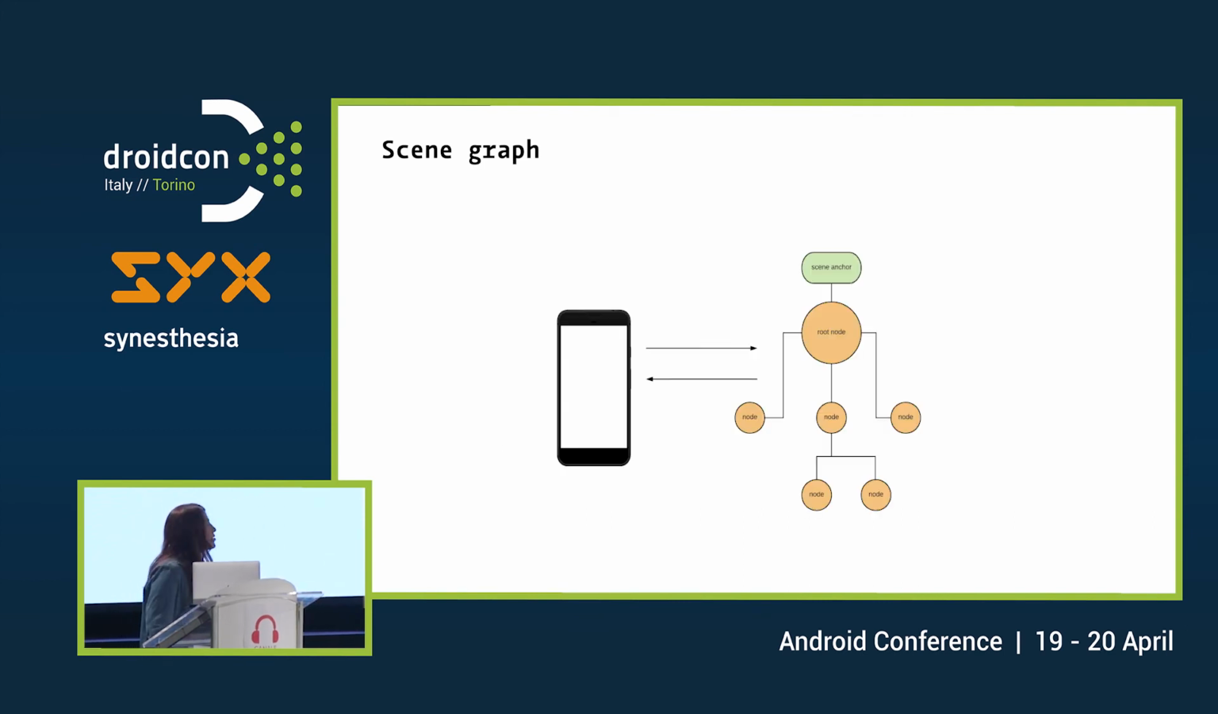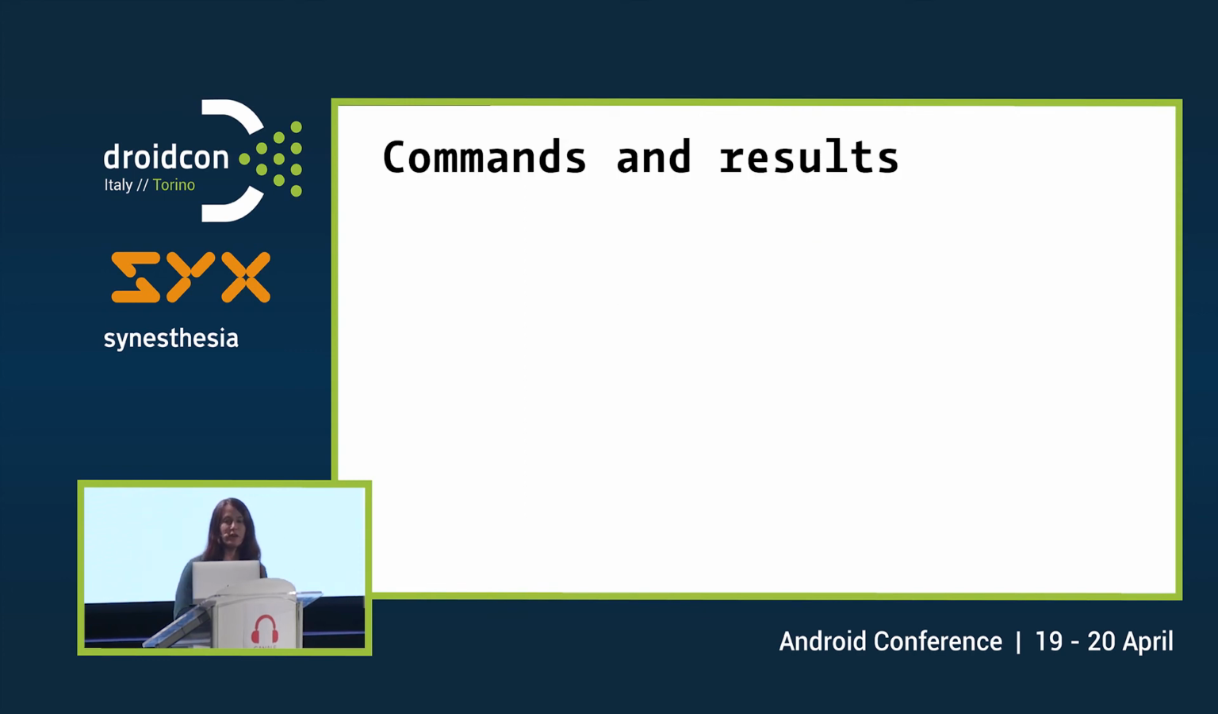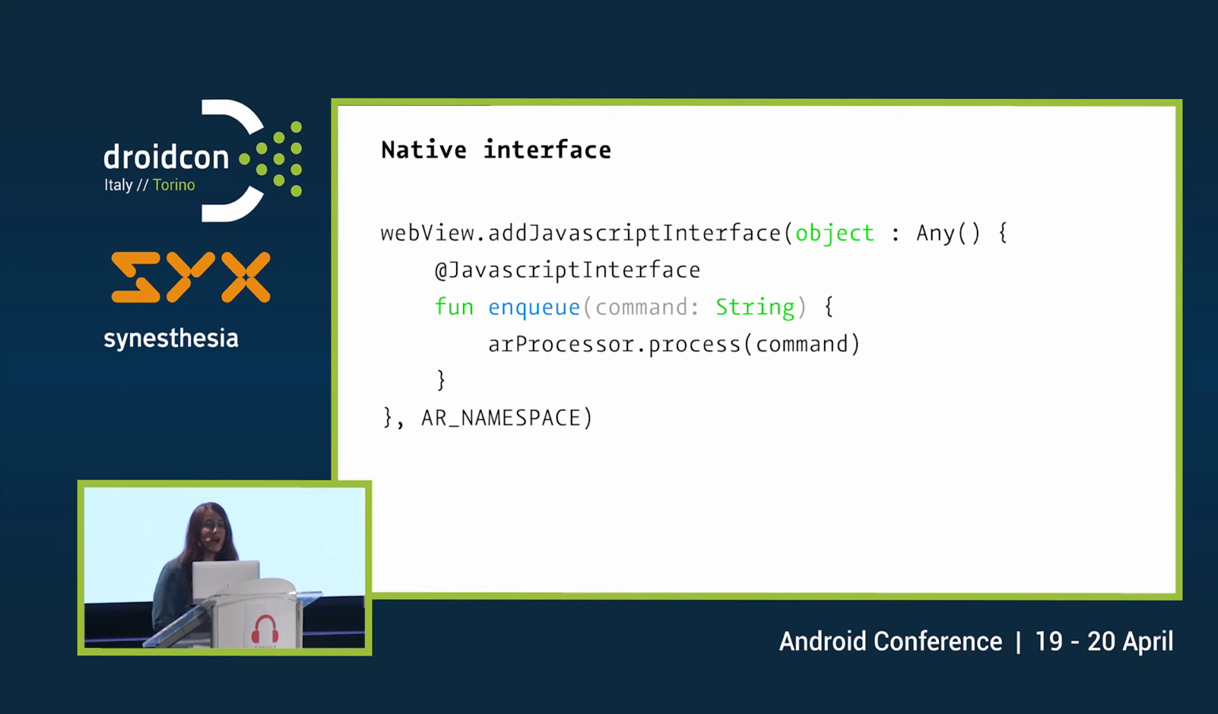So we know now what we want to do, but how do we do it? How do we achieve this communication loop where the web page is able to control the scene graph, the AR session, and get information back about what's going on? So this is where commands and results come in. The idea is that we'll create a command and result loop.